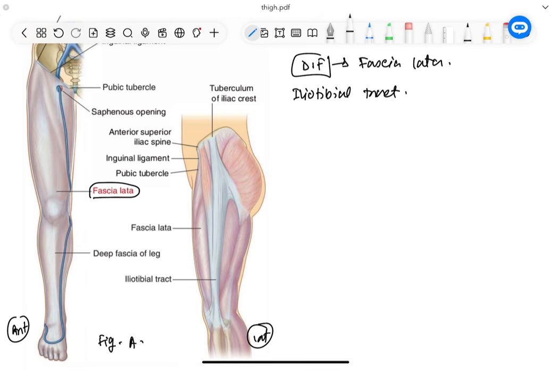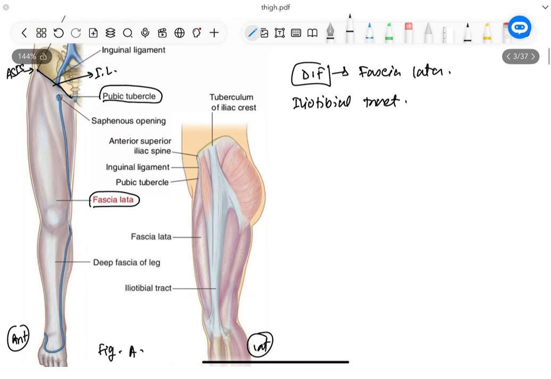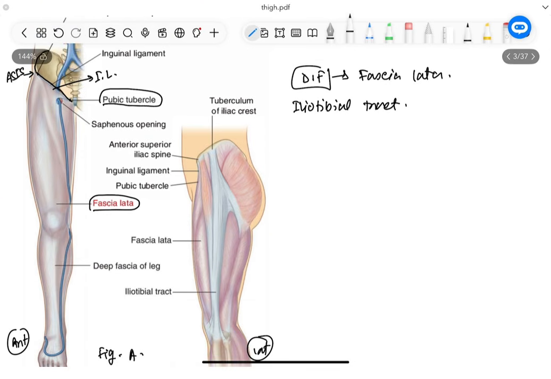If they ask you, you have to remember superiorly, at the front of the thigh, it is attached from the anterior superior iliac spine. Then it holds this area. What is the name of this? Already we know this is the inguinal ligament. So it is attached also to the inguinal ligament. On the medial aspect, it will be attached to the pubic tubercle also. Laterally, it is attached above with the iliac crest also.